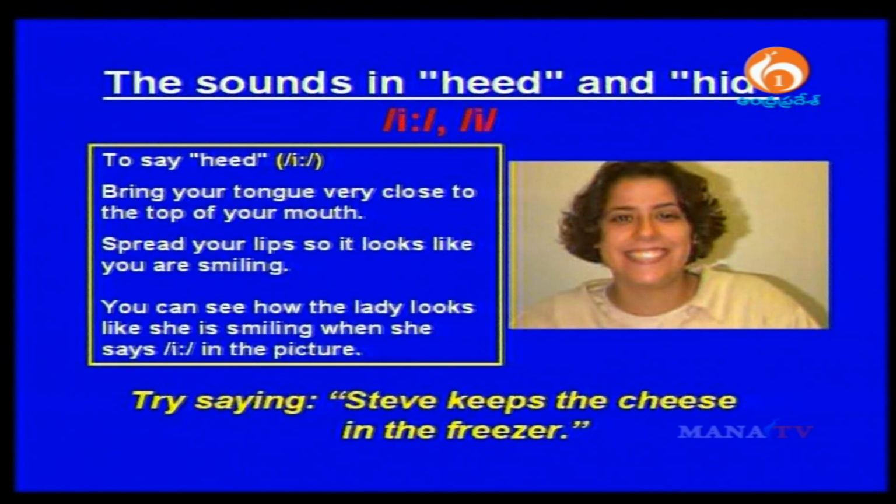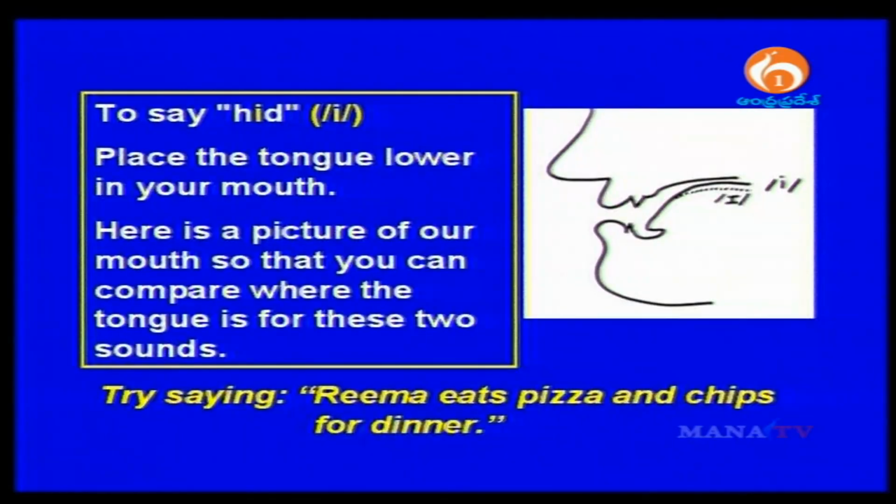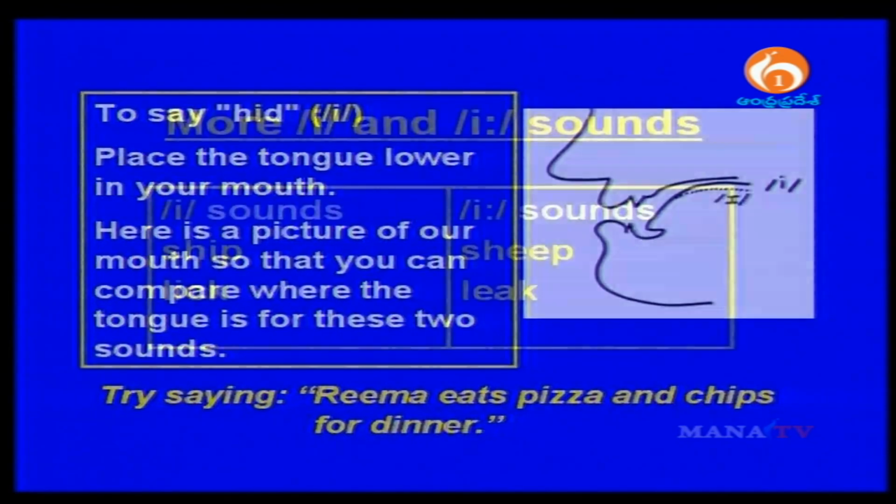Right? If you want to get the short vowel sound E, place the tongue lower in your mouth. You can see the picture of the mouth and you know how you're getting these two sounds, E and E. Rima eats pizza and chips. Pizza has a long sound and chips has a shorter E. For dinner, dinner again has the short E. This is a comparison of these two sounds and examples.